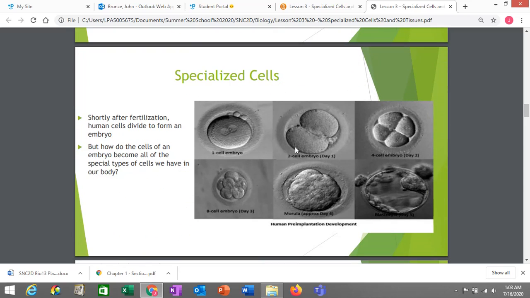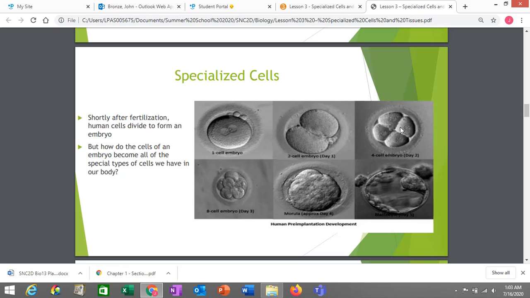Okay, so how do we get specialized cells? Well, shortly after fertilization, human cells divide to form an embryo. So when the sperm meets the egg, the nuclei of those 2 cells fuse, and eventually you start getting cell division. And you get to eventually a point where you have a ball of cells.